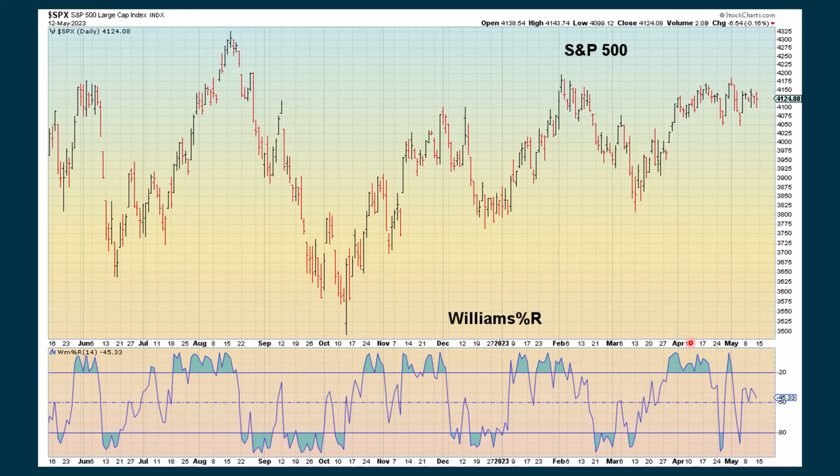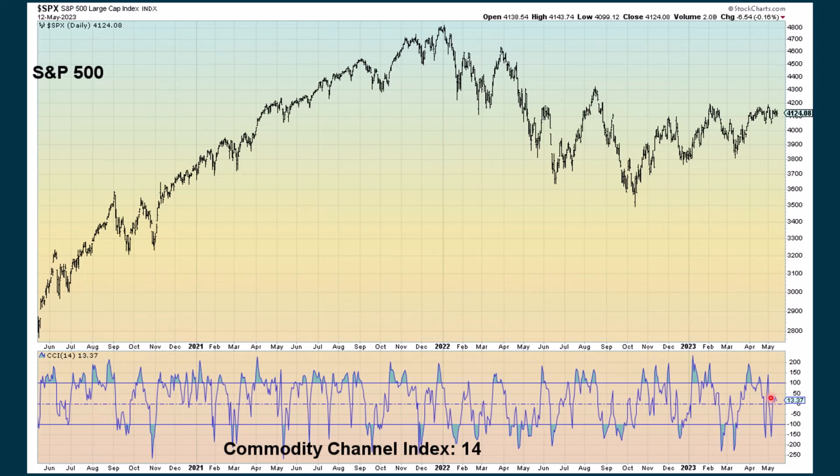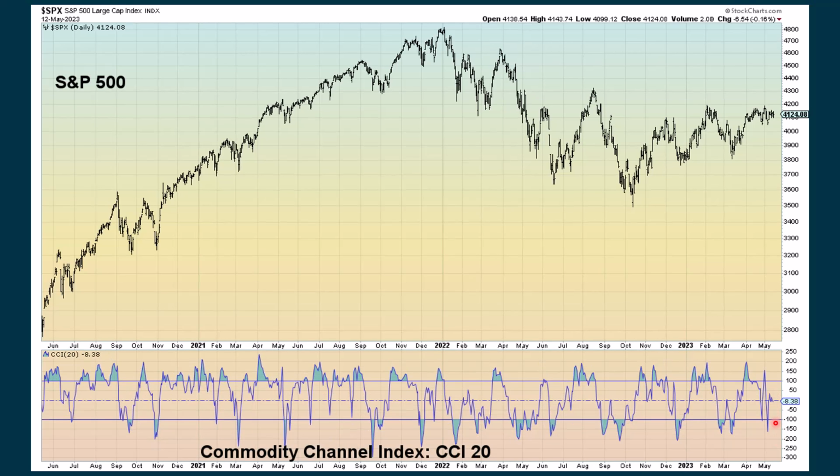Similar to that is the Williams %R. It's also not giving us any kind of an extreme reading and hasn't for a few days. The CCI 14 is also pretty touchy. It's just about at the midpoint. We tend to look at this most when it gives us an extreme positive or negative reading, and the same thing is true with the 20-period CCI.